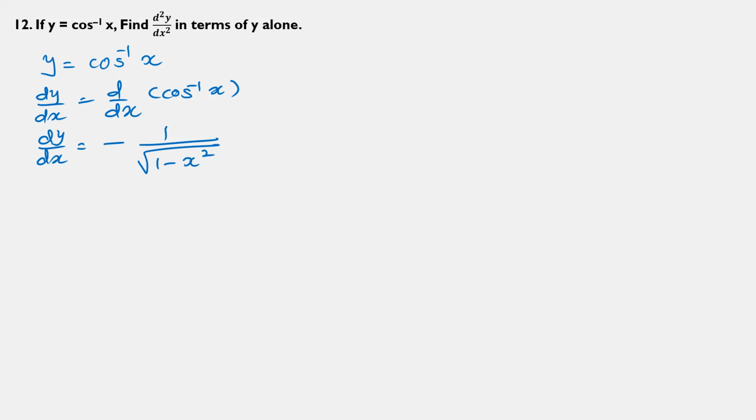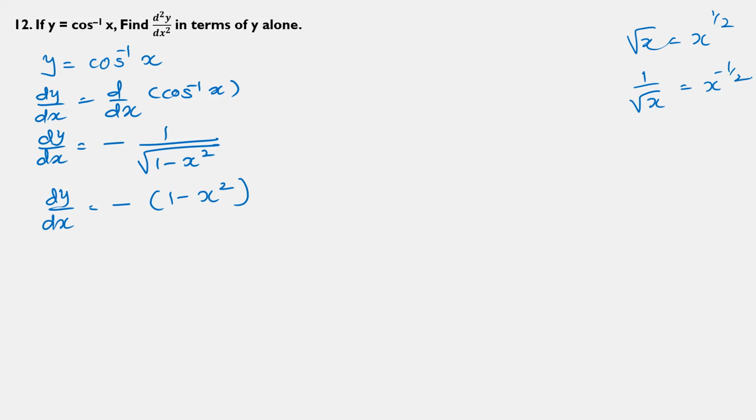Again, I have to perform the second order derivative, but if it is in power terms, it will be very simple to get the answer. That is why I'm writing in a different way. I'm going to write the minus as it is, and I'm writing in a different power. If it is in the denominator, root x we can write as x to the power half. And if it is 1 by root x, it is x to the power minus half. It is in the denominator, so it's nothing but minus half: 1 minus x square to the power minus half.